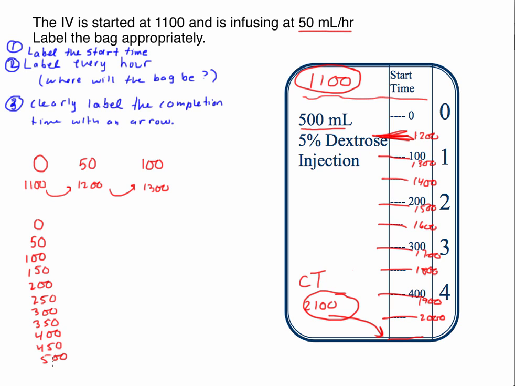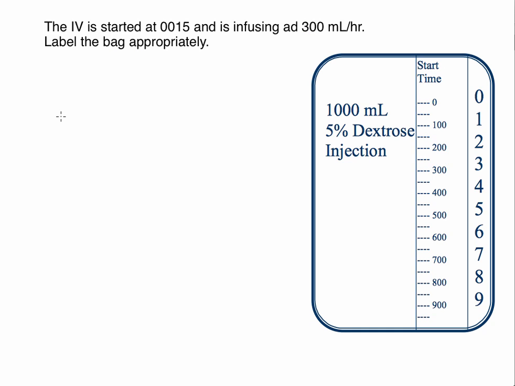Let's look at another example that's a little bit more complicated. In this problem, our IV is starting at 0015, and we are infusing at, not 50, but at 300 milliliters per hour. We need to label the bag appropriately. So we know the first thing we want to do is label the start time, 0015. That's the start time. And I know I'm going to mark every hour. Well, what am I going to mark?